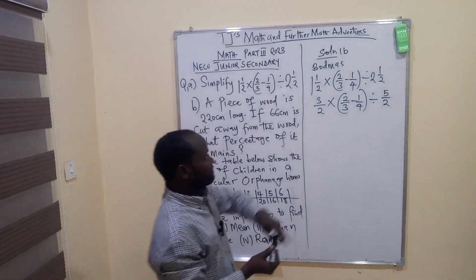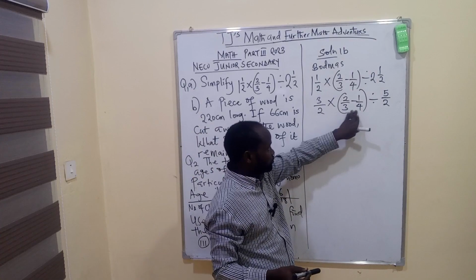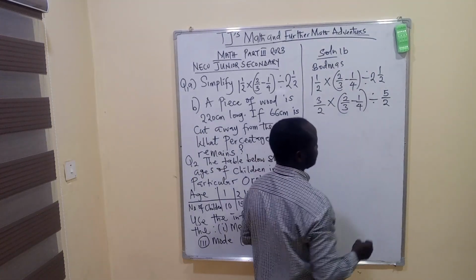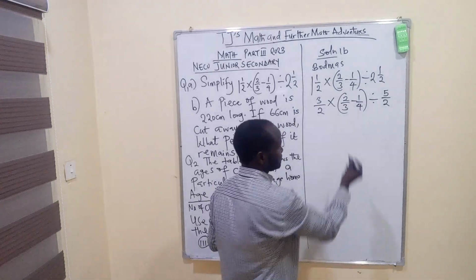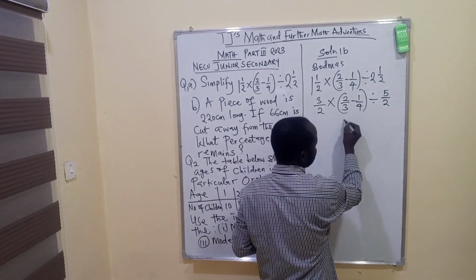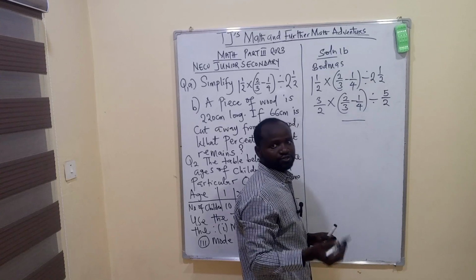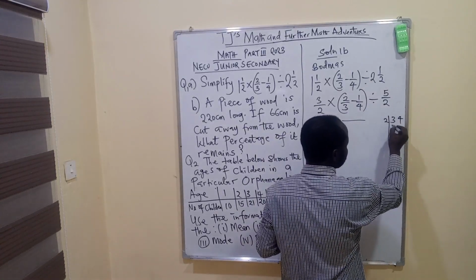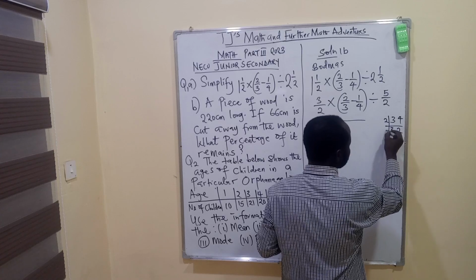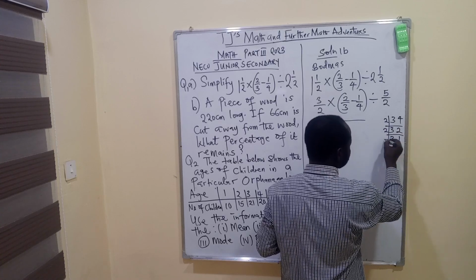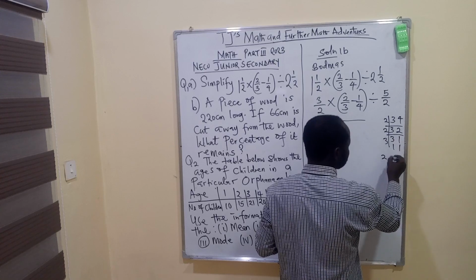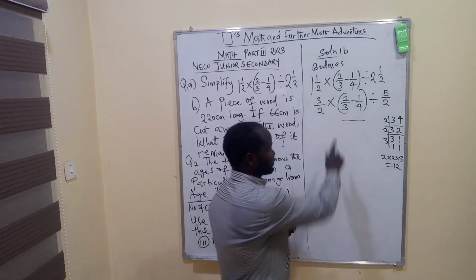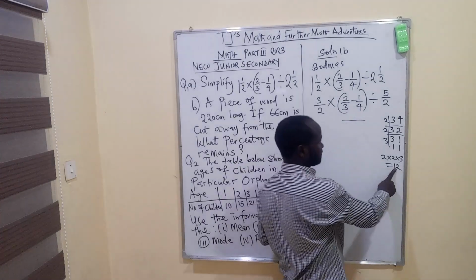Then BODMAS means we have to start with the bracket, meaning we work with what we have inside the bracket: 2 over 3 minus 1 over 4. We have to find the LCM of 3 and 4. The LCM of 3 and 4 is 12. We can do that here: 3, 4. We start with 2. This will be 3, 2. 2 again: 3, 1. 3, 1, 1. That will be 2 times 2 times 3, which equals 12.